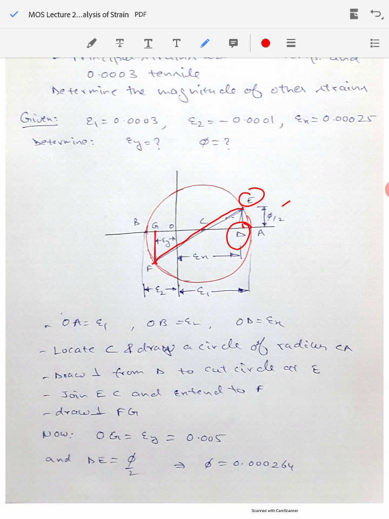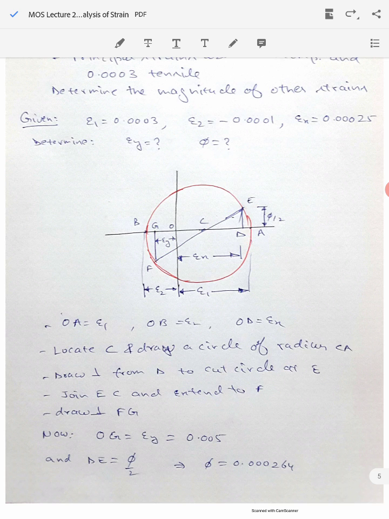Now because you know that OD is equal to epsilon x, your OG will be equal to epsilon y. Whatever scale you have chosen, use that scale and convert it back to strain values, and you will find that the epsilon y value is 0.005. You can measure the value of DE using the scale, again converting it to strain values. So DE will be equal to 5 by 2. From this you can get the value of shear strain as 0.000264. So that is how you can calculate the value of shear strain.